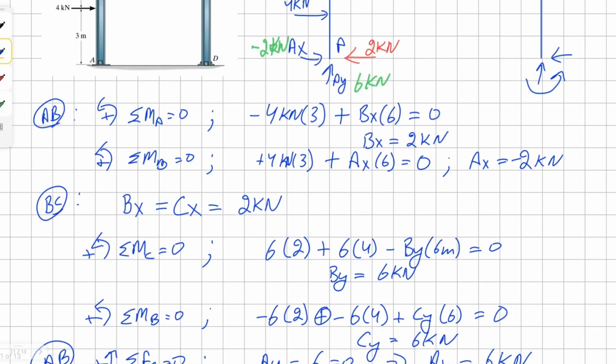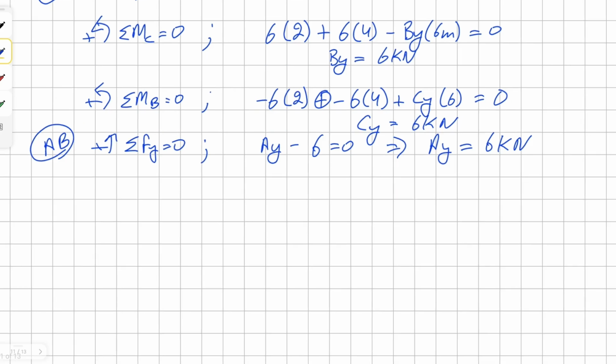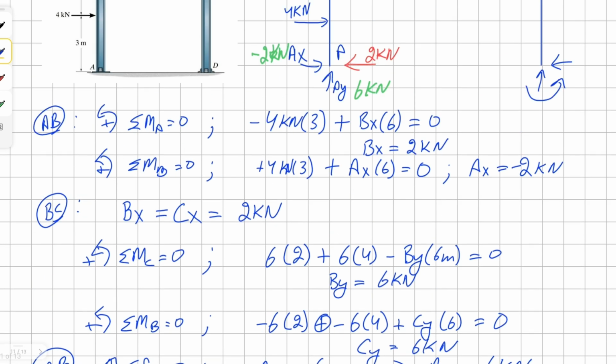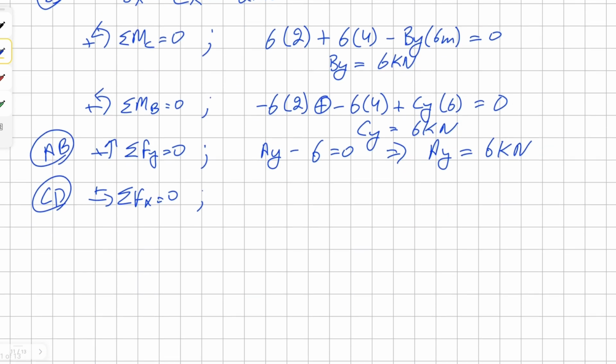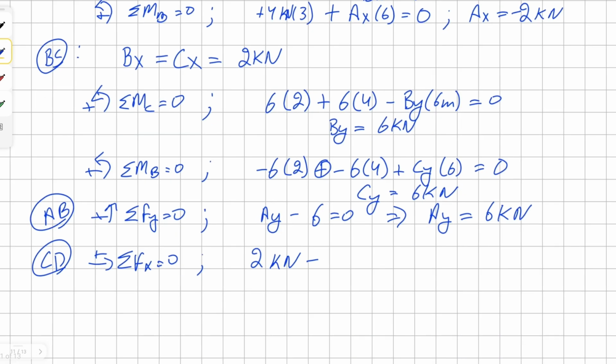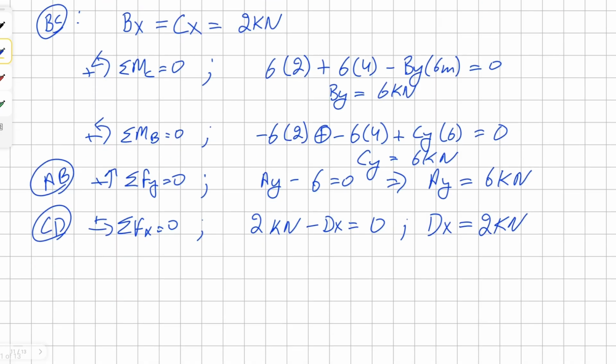All of the vectors have been found except for the reactions for point D. Going to member CD, summing the forces in the horizontal direction. Cx here is known, and it's going left to right, so that means it's positive, and it's 2 kilonewton. Take away Dx equals 0, solve for the horizontal direction for point D. We get 2 kilonewton as our solution.